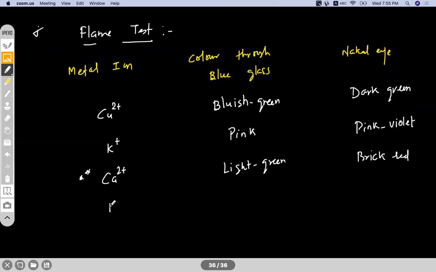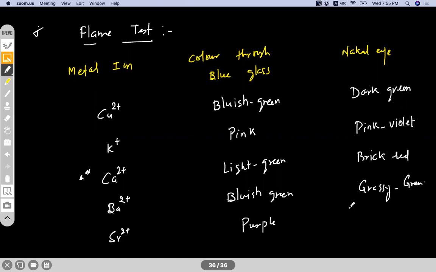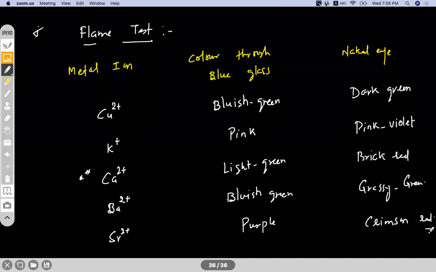If you have Ba2+, then it is bluish green through blue glass, and with the naked eye it is grassy green. Strontium is purple through blue glass, and with the naked eye it is crimson red. Crimson red, we also call it deep red. These are the colors we have.